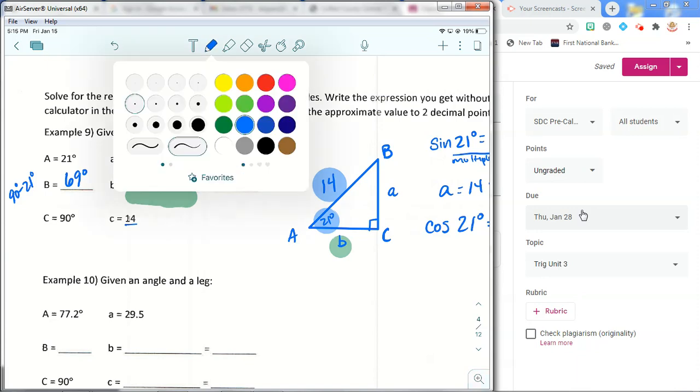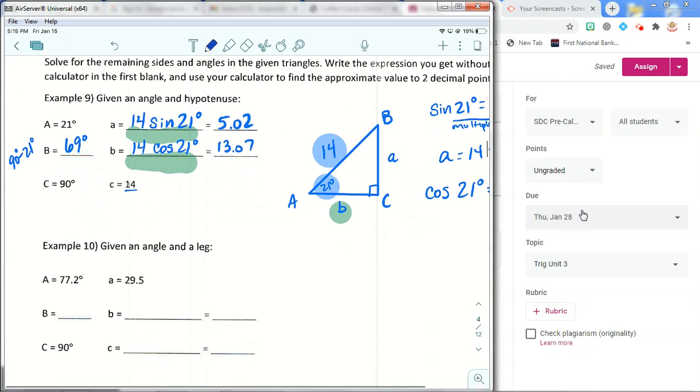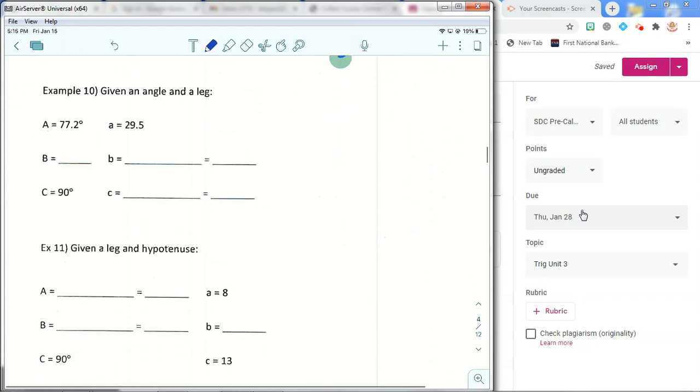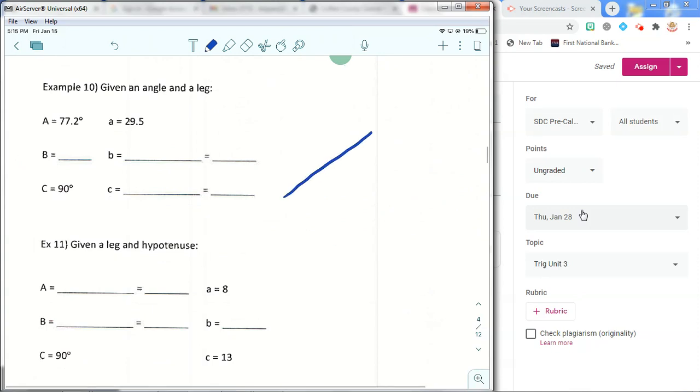Okay, Example 10 is similar, except instead of being given an angle and the hypotenuse, it's an angle and a leg. All right, so we'll draw our right triangle. We have ABC. So we know side A.